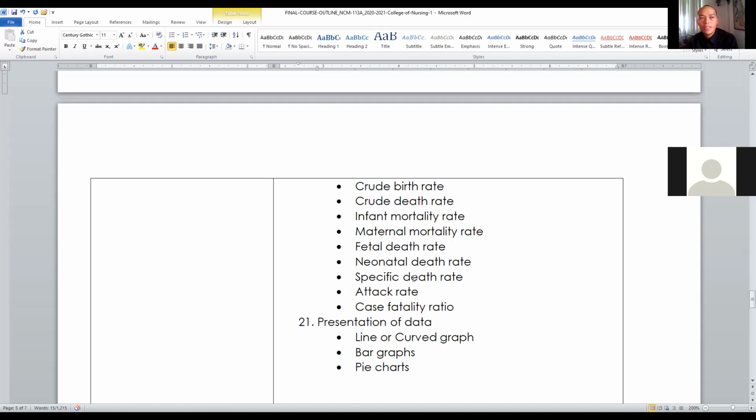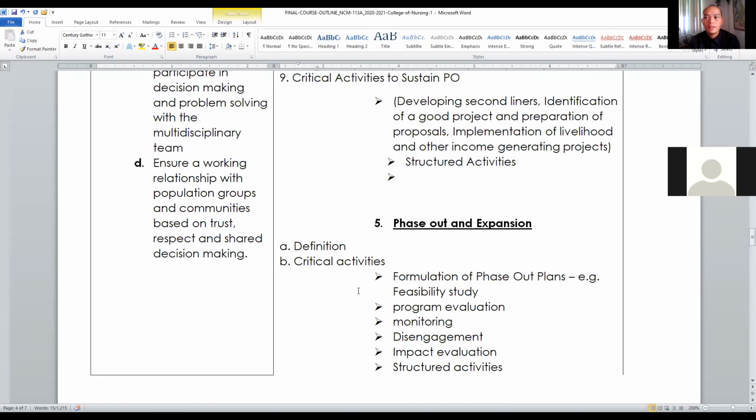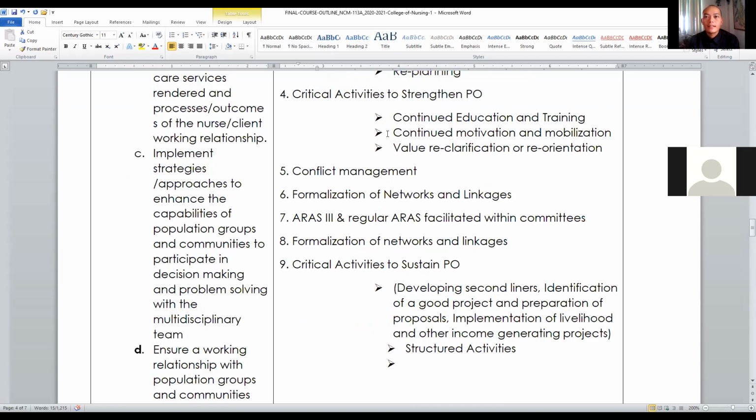As you end your community rotation, or your immersion, of course, you will have to show your data. What are the things that you have achieved in the community? A copy of the syllabus will be sent in our group chat later.